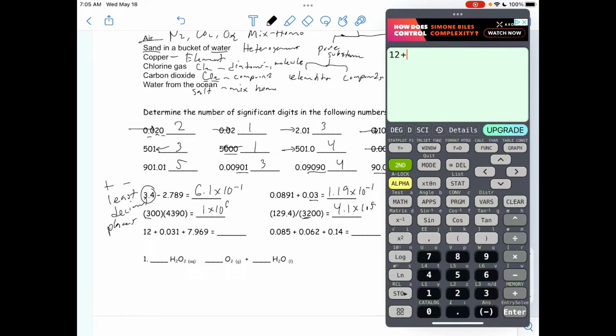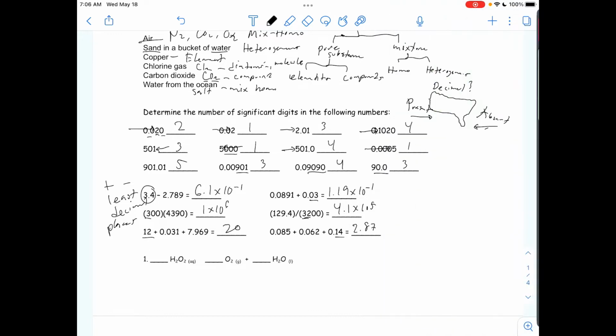Okay, next example, 12 plus 0.031 plus 7.969. Our answer can have 0 decimal places since we're adding, so it should be 20. And then next is 0.085 added to 0.062 added to 0.14. Our answer should only have 2 decimal places since we're adding, so 2.87 times 10 to the negative 1.